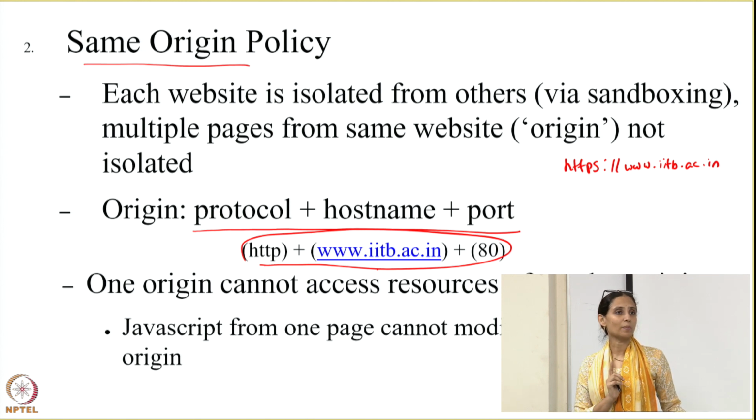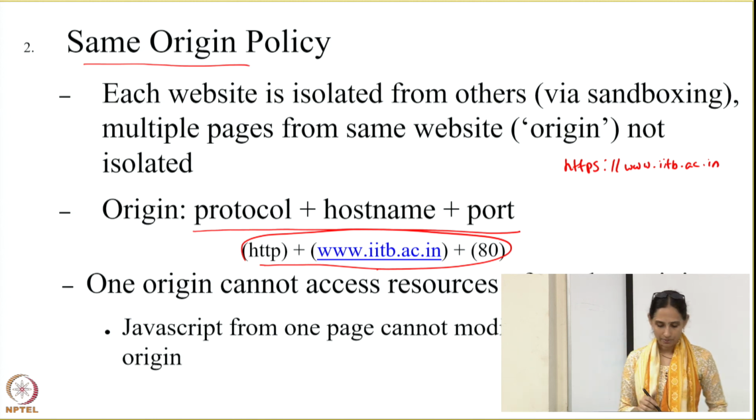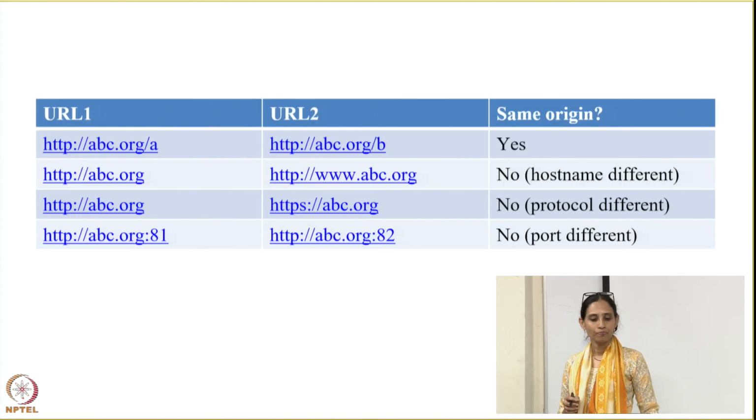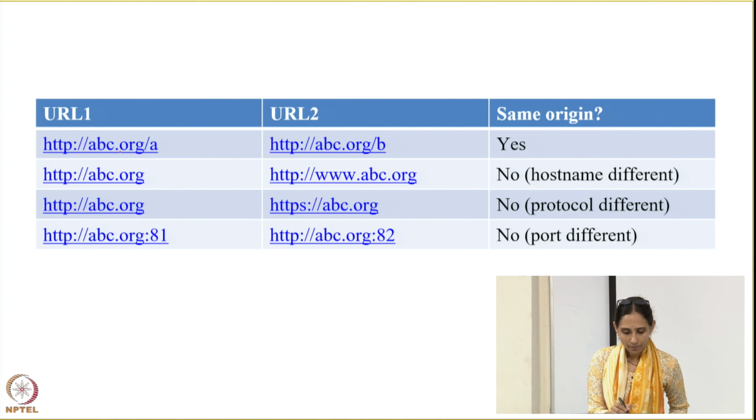So, that is also something to keep in mind. The fact that you have used HTTPS does not mean you can access documents of HTTP. Because the protocol has changed, it will not let you access. Okay? So, that is the idea there. Here, for example, this is asking for A, this is asking for B, but they are the same origin. So, when you are doing this, if you want to access B, you can potentially access.